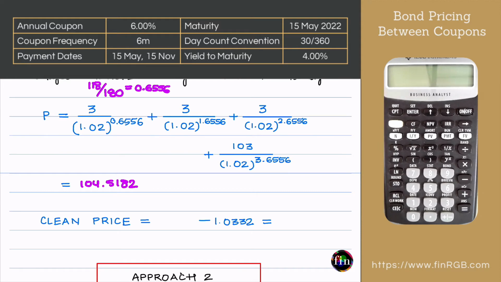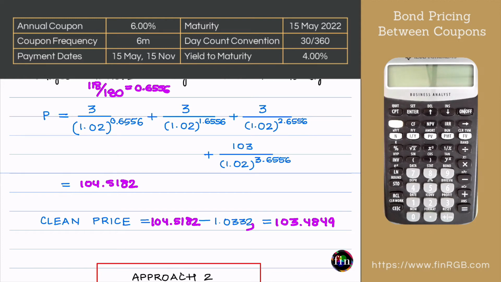You can check using your calculator that this comes to 104.5182. If I take this 104.5182 and subtract the accrued interest of 1.0333, I get the clean price to be 103.4849.